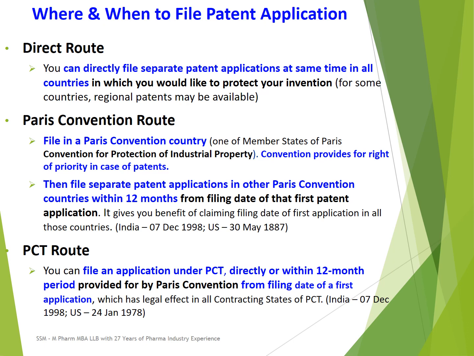Now, various routes of filing a patent application. There are basically three routes: direct route, Paris Convention route, and PCT route. Coming to the direct route, you can directly file a separate patent application in each country, but at the same time you have to file all the applications on the same date. It is very important.